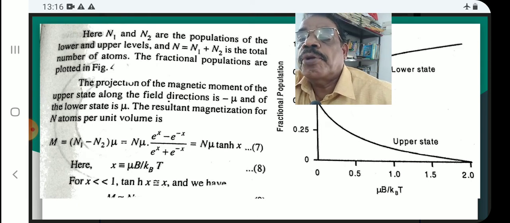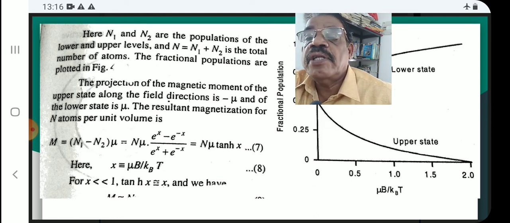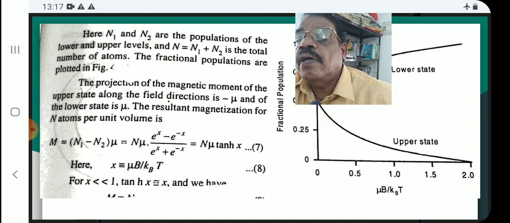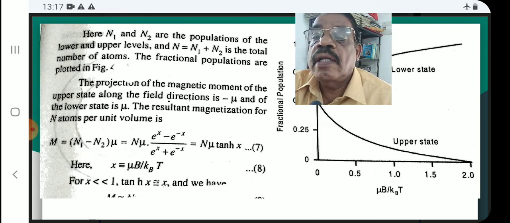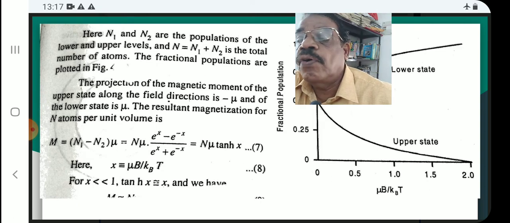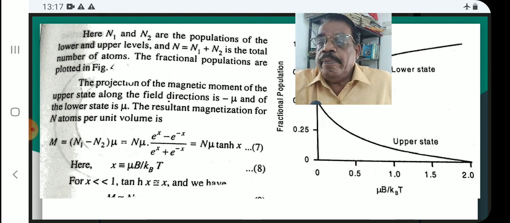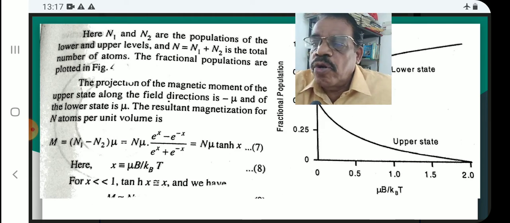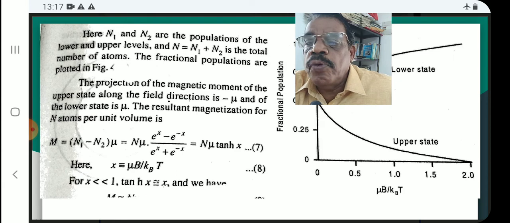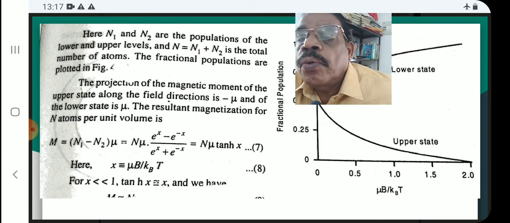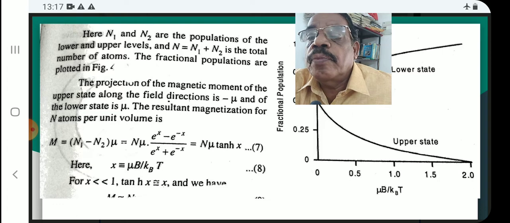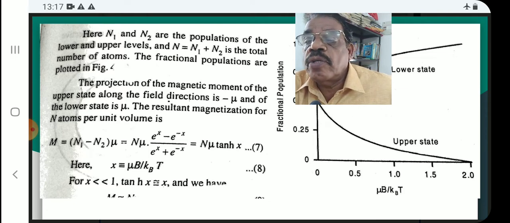The projection of the magnetic moment of the upper state along the field direction is minus mu, and of the lower state is mu. The resultant magnetization for n atoms per unit volume is capital M. That is magnetization. Magnetization is given by n1 minus n2 into mu is equal to n mu into e raised to x minus e raised to minus x by e raised to x plus e raised to minus x, that we write as n mu tanh x. N mu tanh x, equation number 7.